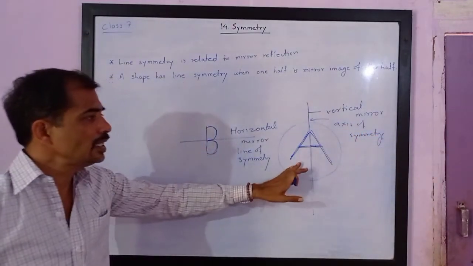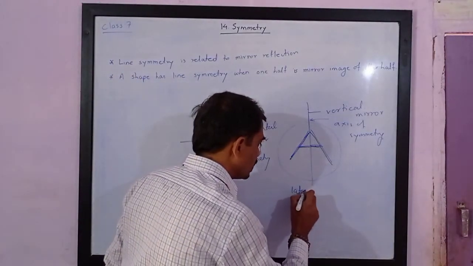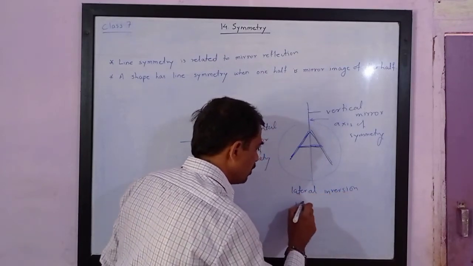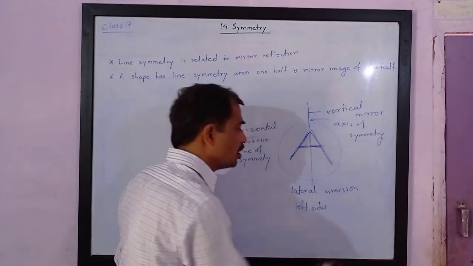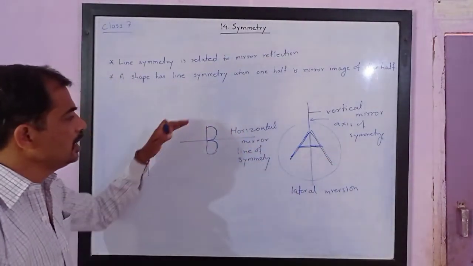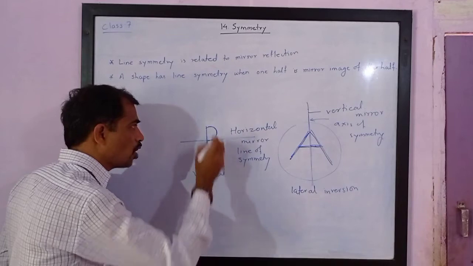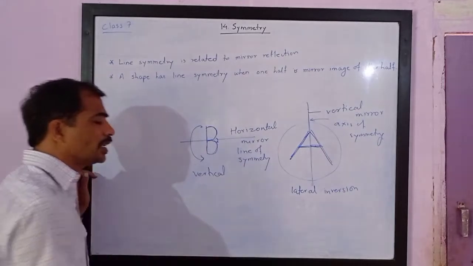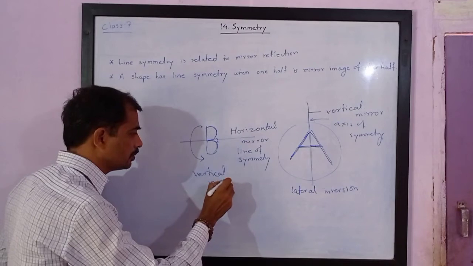Please note, in this case, we get lateral inversion. Lateral inversion means the left side becomes the right side. The left side appears on the right side of the image and the right side appears on the left side of the image. In this case, you will see that it is vertical inversion. Vertical inversion means what is at the top will go to the bottom and what is at the bottom will go to the top in the image. So this is called vertical inversion.